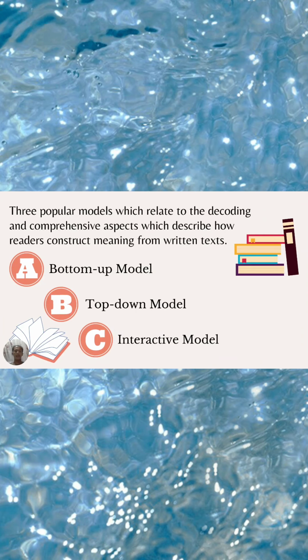Three popular models relate to the decoding and comprehension aspects, and describe how readers construct meaning from written text: the bottom-up model, the top-down model, and the interactive model.